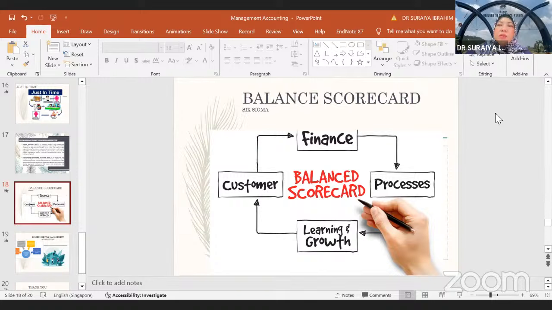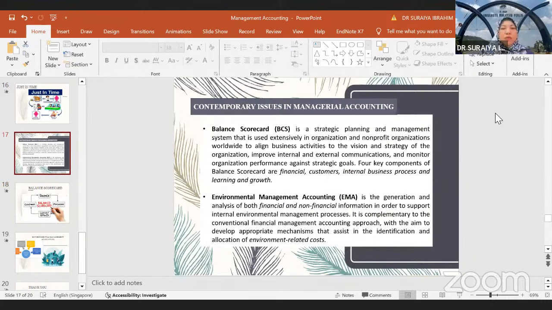Okay, so here to illustrate how companies create their own balanced scorecard, with the experience of one semiconductor company, like electronic circuits, they clarify and simplify the critical indicators of current and future performance as well. Okay, the last one is about environmental management accounting.